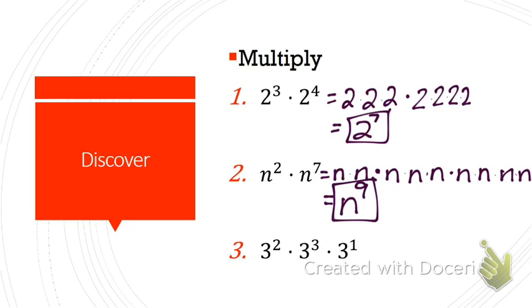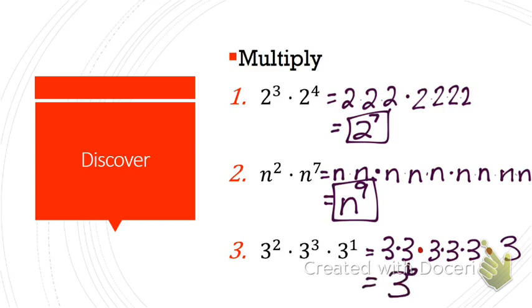And then writing out the 3's. So the first group of 3's, we've got 3 times 3. Then the second group of 3's, 3 times 3 times 3. And then we've got another 3. So that's a total of 6. So this would be 3 to the 6th.